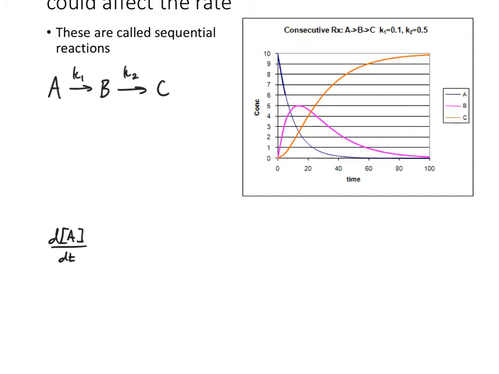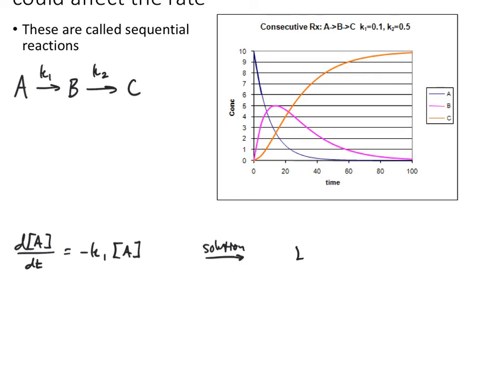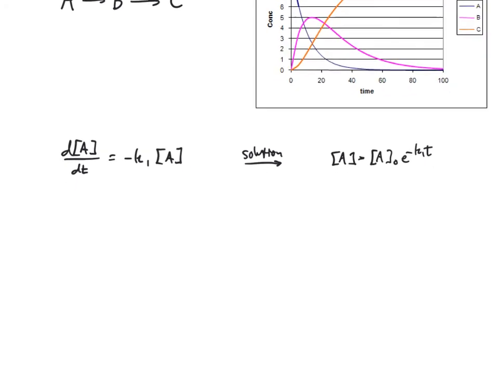the rate of change of A is going to equal the negative rate constant times the concentration of A. So this is just like a first order decay. And we've already seen the solution to it. The solution is the concentration of A at some later time equals the starting concentration of A times e to the negative k1t, like so.